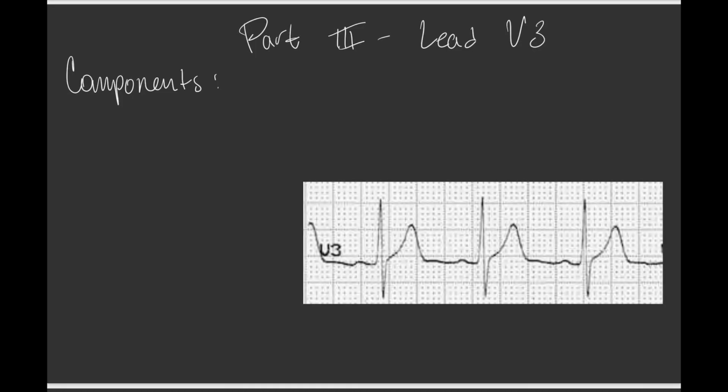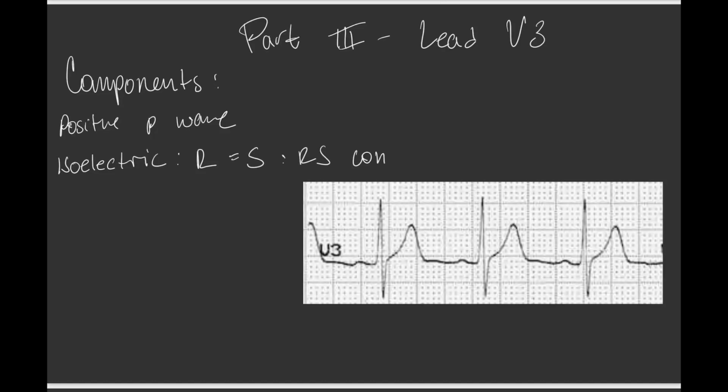V3. V3 should be positive P wave. It should be isoelectric. That is that R should equal the S wave for an RS complex. There really again shouldn't be any Q waves. And our T wave should be positive.